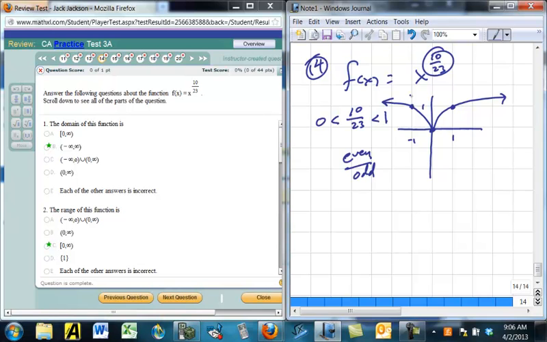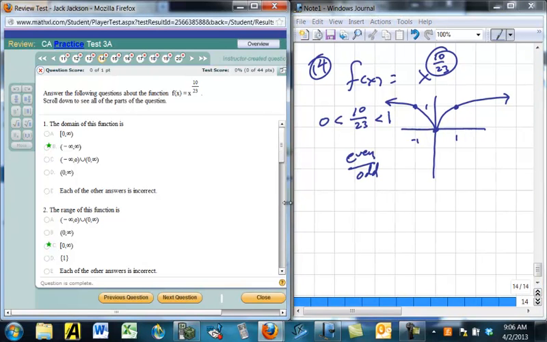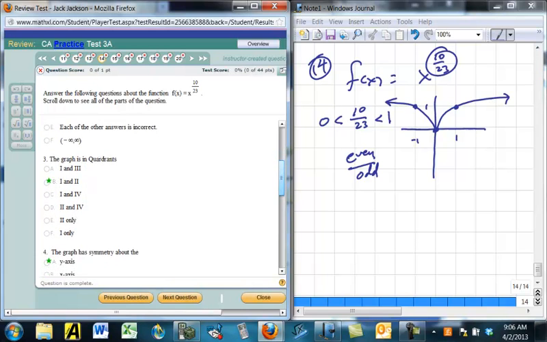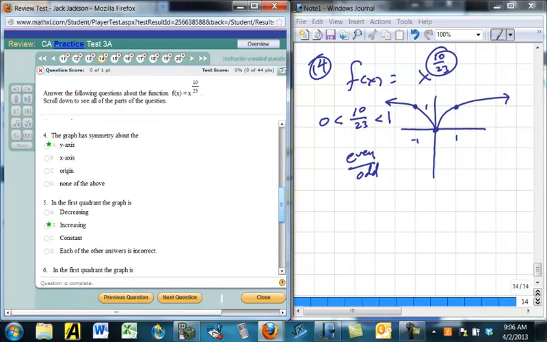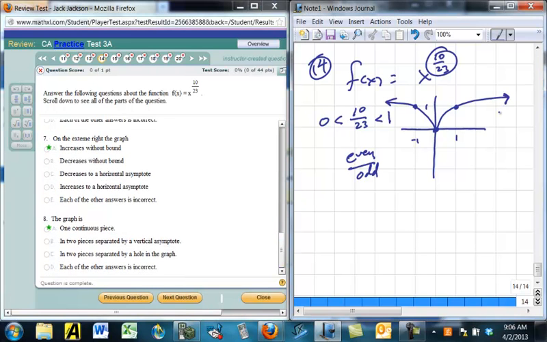Okay? So let's answer the questions. What's the domain? Well, it should be all reals. That's B in this case. What is the range? Well, it goes from 0 to infinity, including 0, so that's C. It's in quadrants 1 and 2. It has symmetry about the y-axis. In the first quadrant, it's increasing concave down. And on the extreme right, it is going up forever, so it increases without bound. And the graph here is all one continuous piece, meaning it's all connected. There's no break.